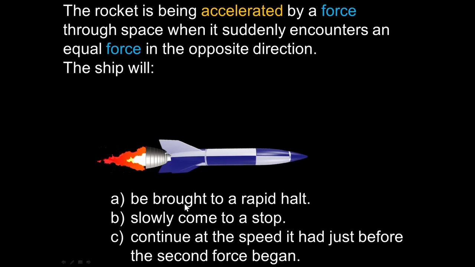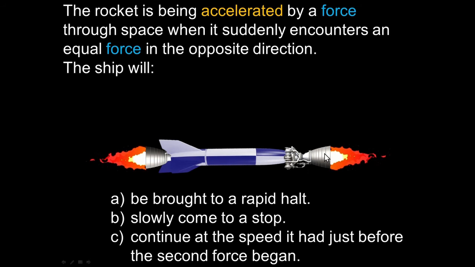A rapid halt is a big acceleration. But if the net force is 0, the acceleration would be 0. Slowly coming to a stop is a small acceleration, but it's still an acceleration. But if it continues at the same speed it had just before the force began, going the same speed in the same direction, that is no acceleration. So no net force, no acceleration.